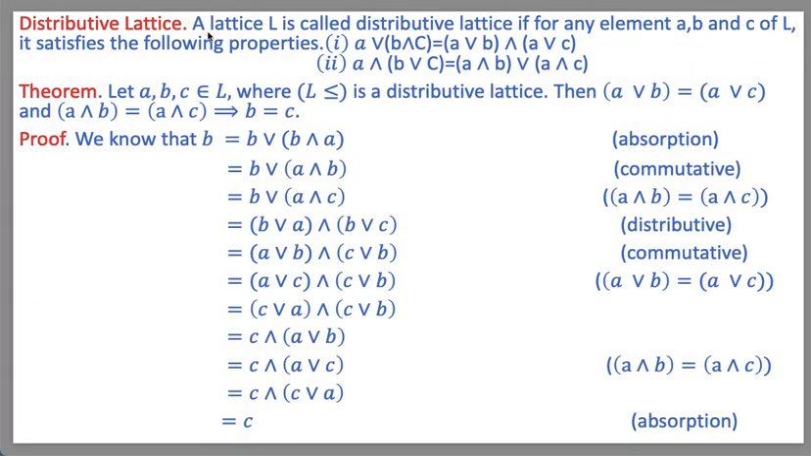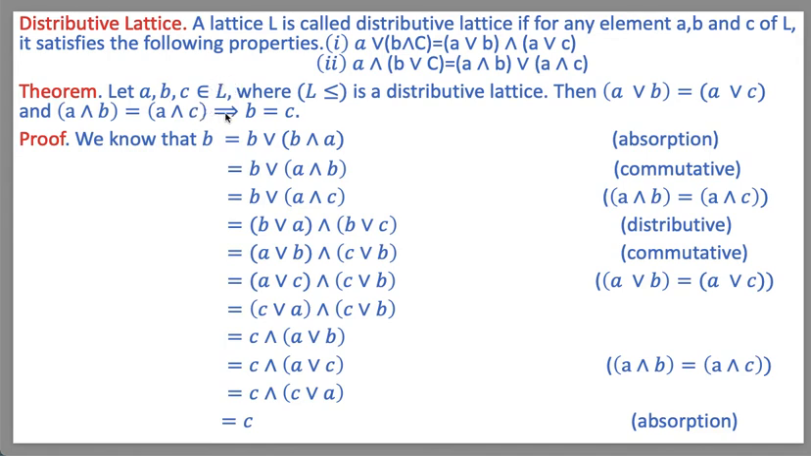Now distributive lattice. A lattice L is called a distributive lattice if for any elements A, B, C of L, it satisfies the properties A join (B meet C) is equal to (A join B) meet (A join C), and A meet (B join C) is equal to (A meet B) join (A meet C). If these properties are satisfied, then the lattice L is called a distributive lattice.